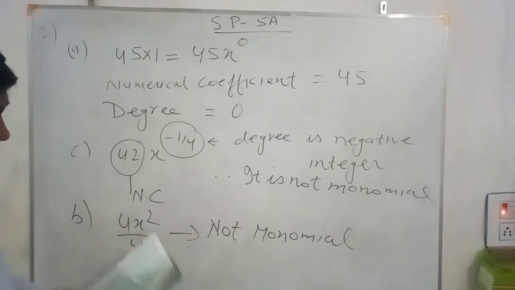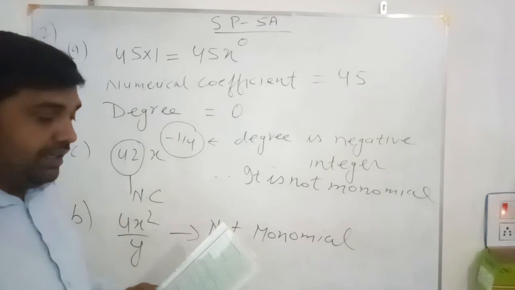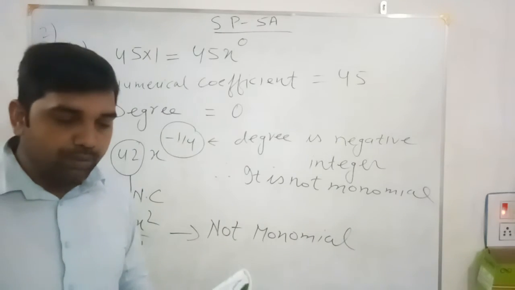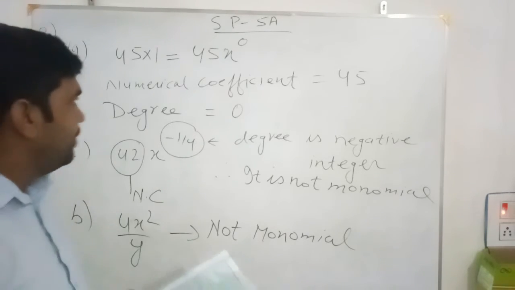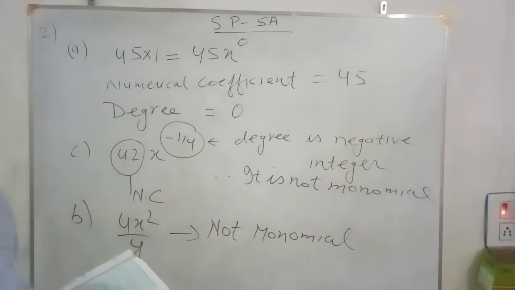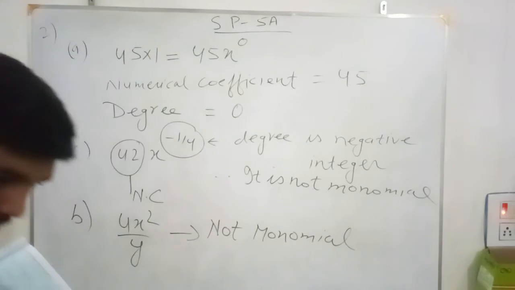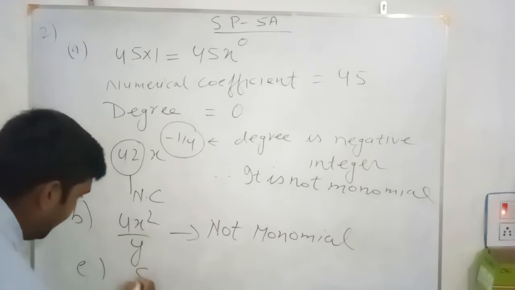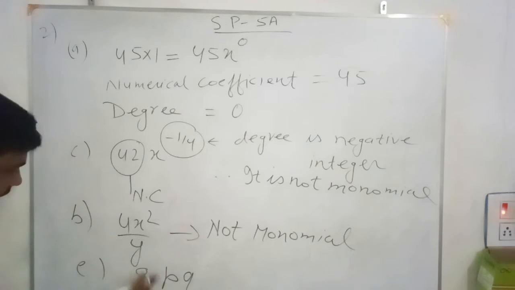Similarly, we can see question number E, 8pq, which is a monomial. 8 is the numerical coefficient, and the degree is 2. How will the degree be 2? In question E, 8pq, the 8 is the numerical coefficient.